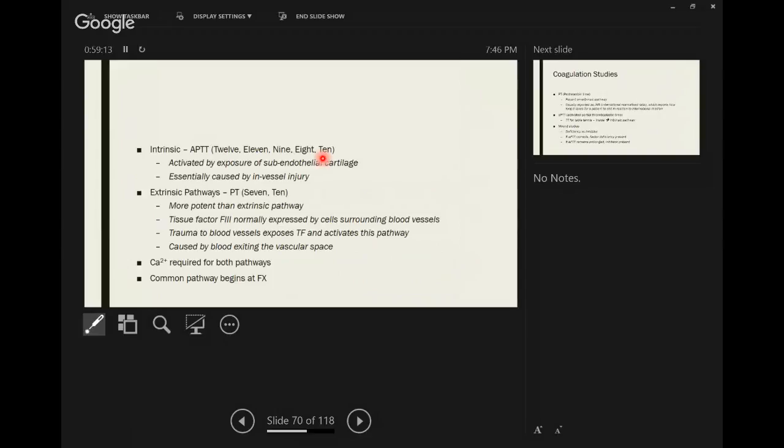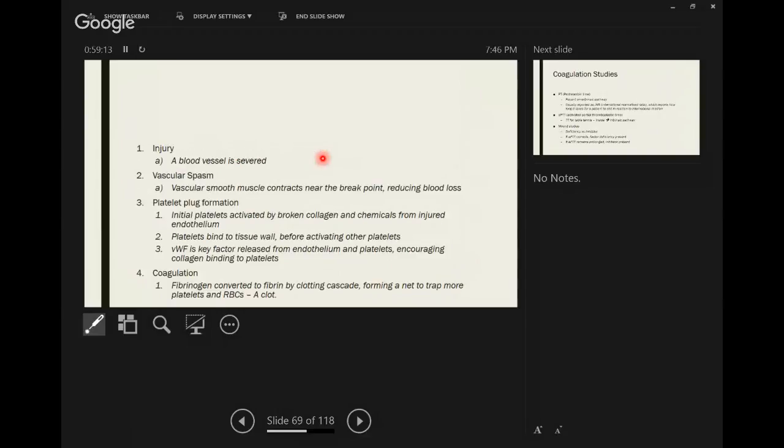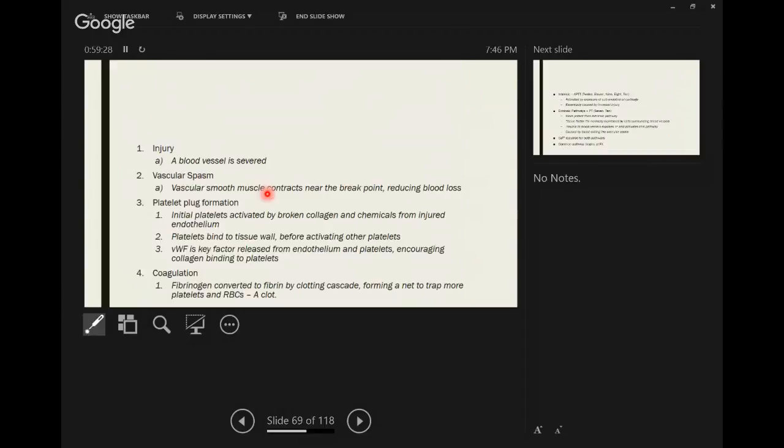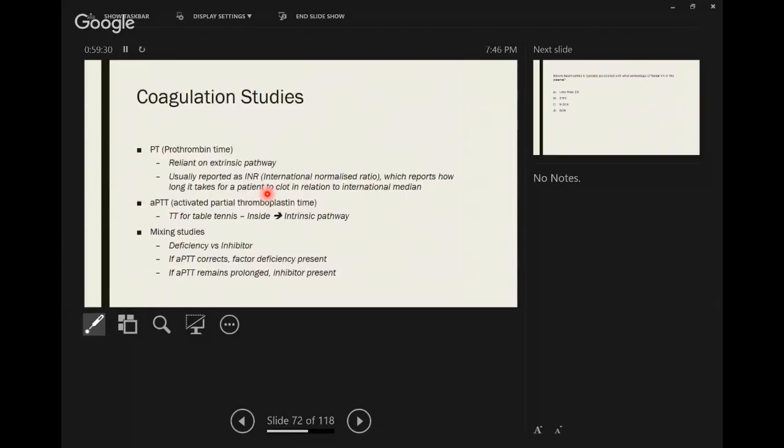And the common pathway, as we saw here, begins at factor 10. So your extrinsic is just factor 7, your intrinsic is 12, 11, 9, 8, and then 8's involved in helping 10. 8, 10, sorry. Jeez, I got that wrong.